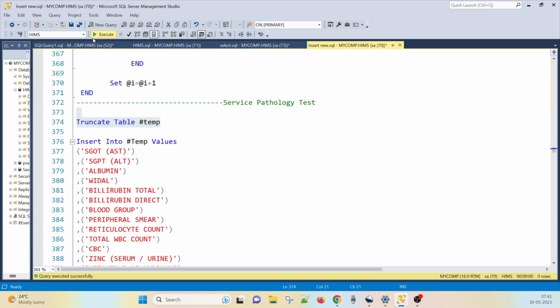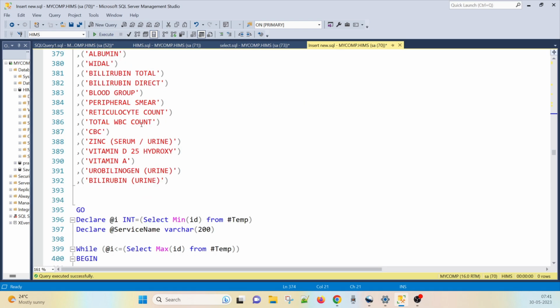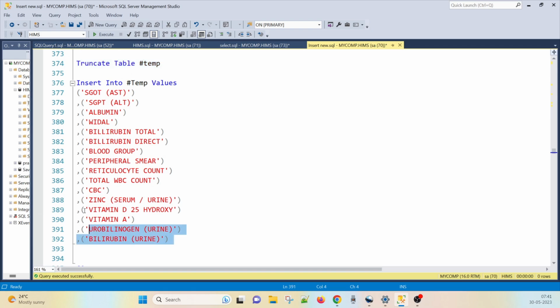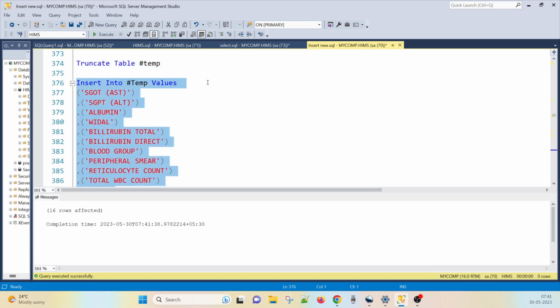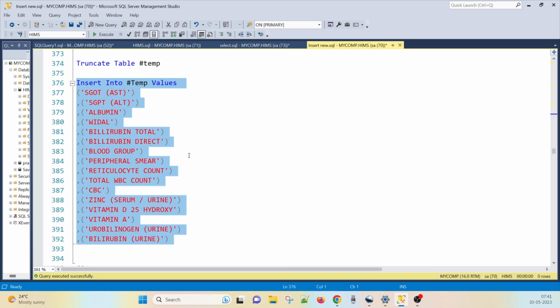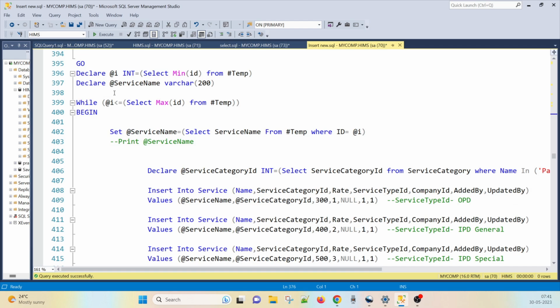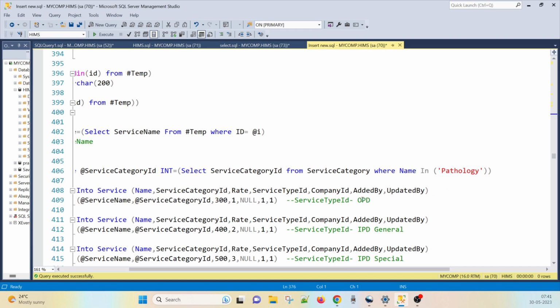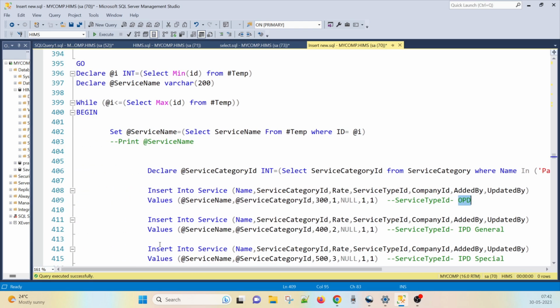Same with the pathology, because there are different tests. Practically there are 300 to 400 different tests. Right now I have inserted only 12 or 15 records in it. And service type means these pathology tests are available for the OPD, IPD, and general or special ward. So I made three records here.